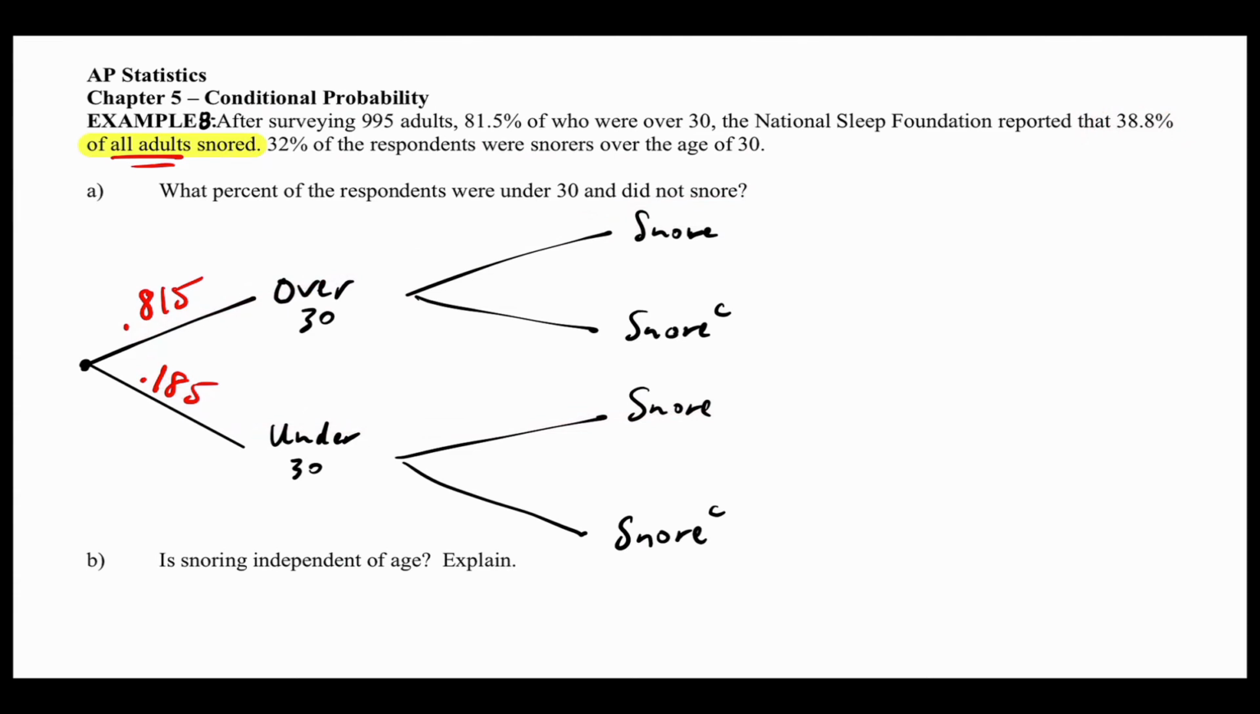32% of the respondents were snorers over the age of 30. That's a path on here: 32% were snorers and over the age of 30. So 32% doesn't go on my tree diagram. It's the result of both of these being multiplied together. It's both snores and over the age of 30. So that goes there, which means I have to figure out what this one is.